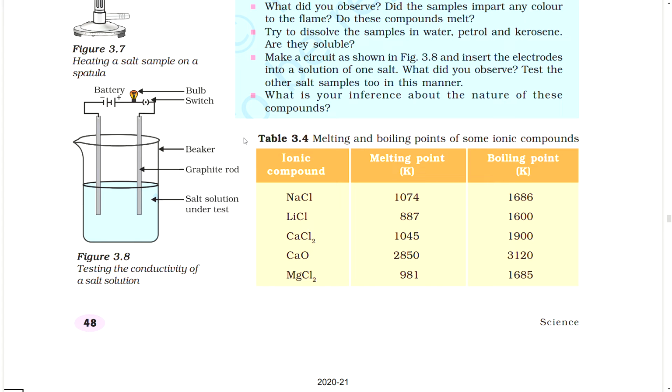Table: melting and boiling points of some ionic compounds. Ionic compound, melting point K, boiling point K. NaCl 1074, 1686; LiCl 887, 1600; CaCl2 1045, 1900; CaO 2850, 3120; MgCl2 981, 1685.